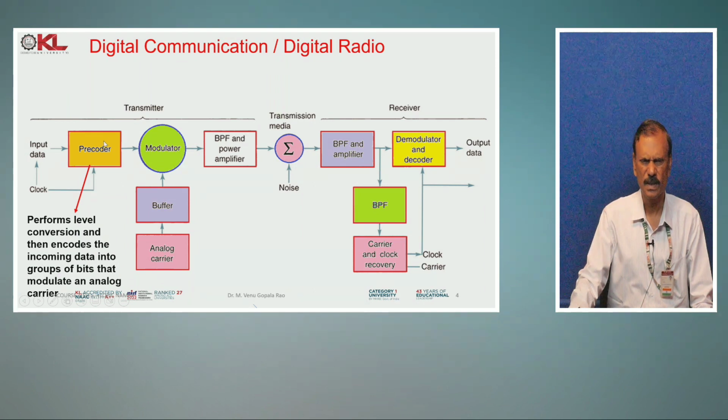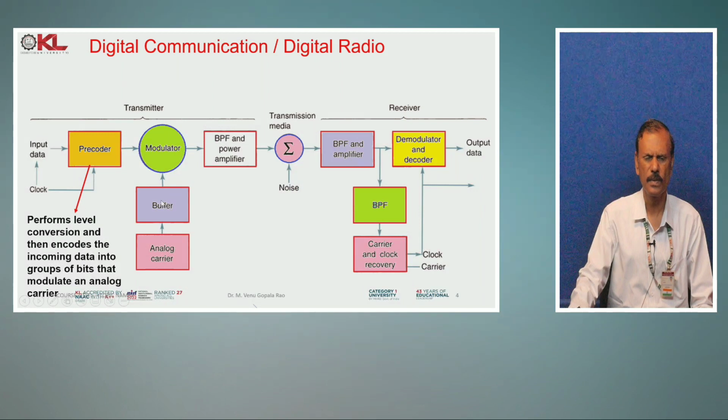Okay. And then this precoded digital signal we modulate with the analog carrier. Here the analog carrier signal is a sinusoidal signal, a highly stabilized carrier signal generated, for example, using crystal oscillators, and then it goes to the buffer amplifier and then the modulator.